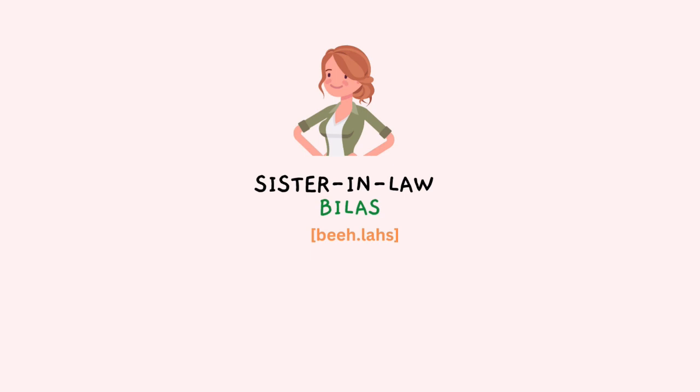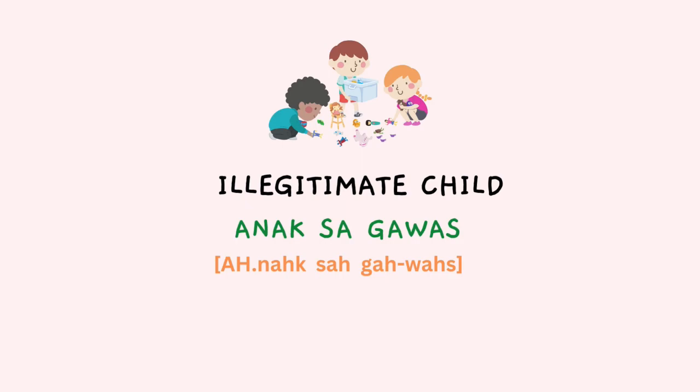So you have to be very careful with this one, mga higala. You have to pronounce the letter S at the end because if you mispronounce it nearer to letter T, it actually means the private part of a woman. So make sure you pronounce the letter S. It should be bilas. Next one, illegitimate child. Anak sa gawas. Anak is child, and sa gawas is from outside. So anak sa gawas is illegitimate child.